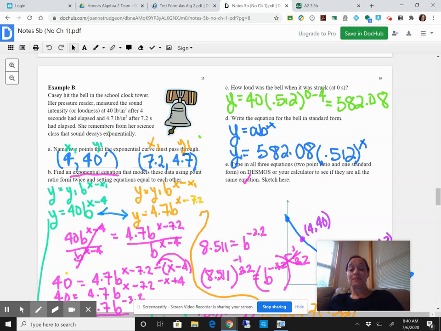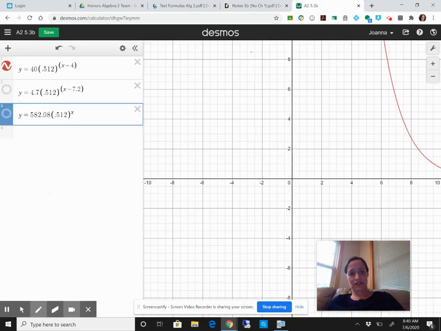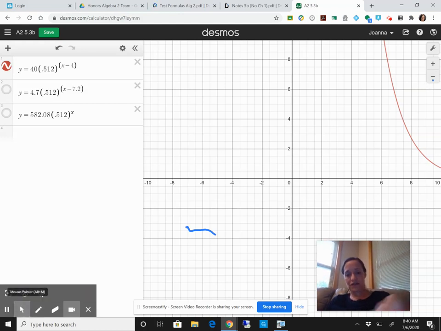Now, part E says type in all three equations, the two point ratio ones you have, the green one and the orange one, and the standard form one on Desmos, or your calculator to see if they're all the same. If you do it on your calculator, you're going to have to change your window size so that you can see it. Desmos is a little bit easier to do this. If I do this on Desmos, I'm going to start with this first one, and change it to this now.